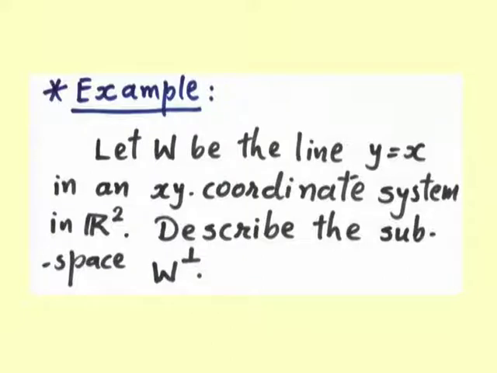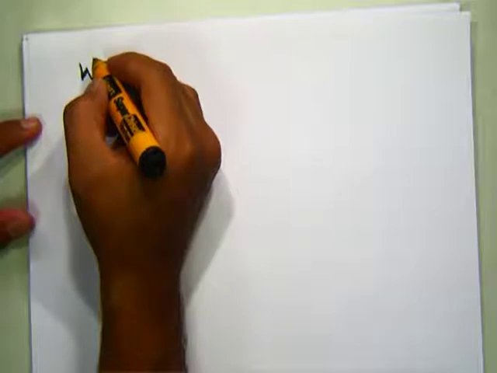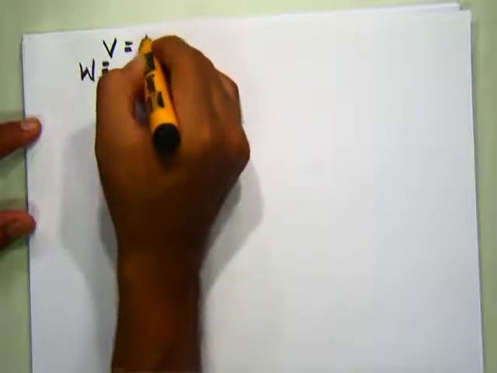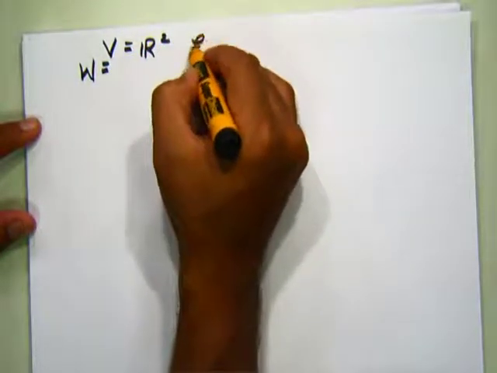Now let us take one example. Here we are given W, a line y equal to x in an xy coordinate system in R2, and we have to describe the subspace W complement. It means our aim is to find W complement. So first of all, let me write what is given and what we want to find. W is given as the line y equal to x in the xy coordinate system. So here V is R2 with Euclidean inner product.